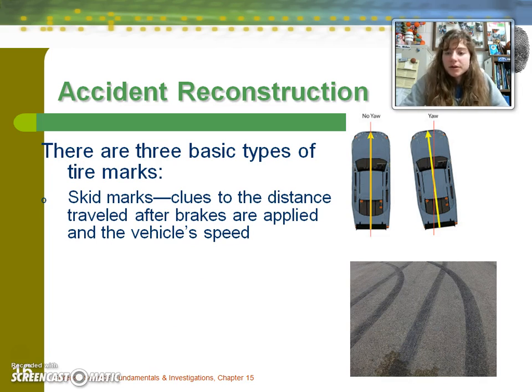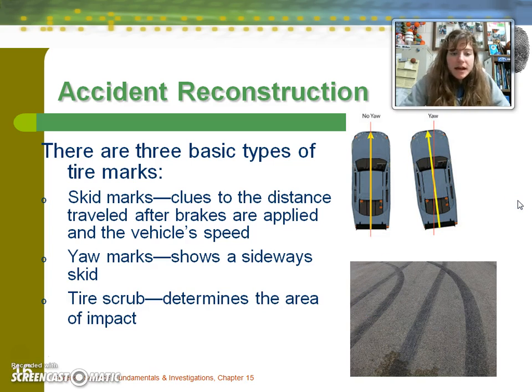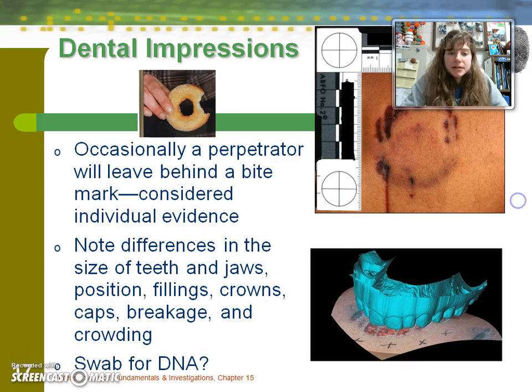Three types of tire marks. You're probably very familiar with the skid marks, and this happens after the brakes are applied. A yaw mark specifically is a sideways skid, and you can see that right here, and that's a result of the vehicle turning sideways. And then a tire scrub is able to determine the area of the impact.